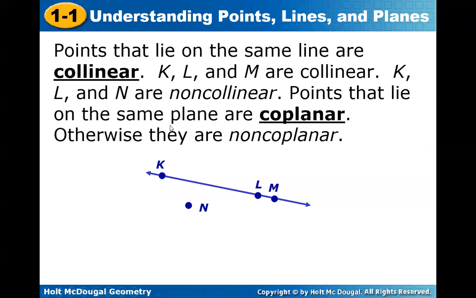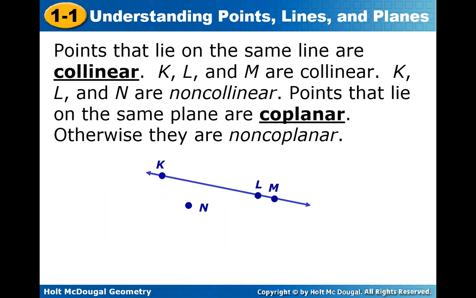All right. Points that lie in the same line are collinear. That's the definition of collinear. Something like K, L, and M are collinear. K, L, and N are non-collinear. That's what we say about points that are non-collinear, essentially, right? Points that do not lie on the same line.